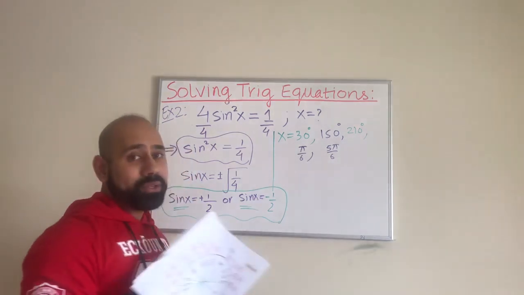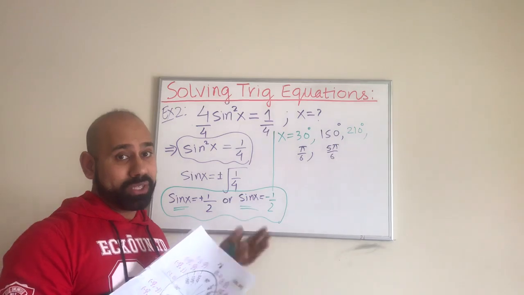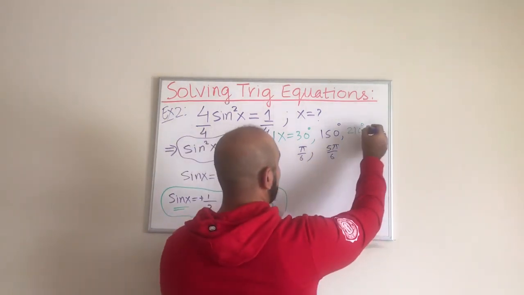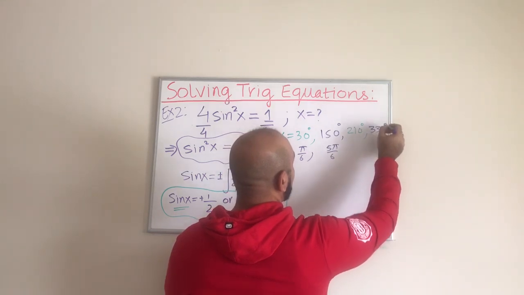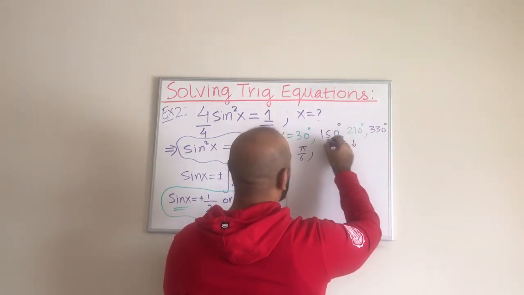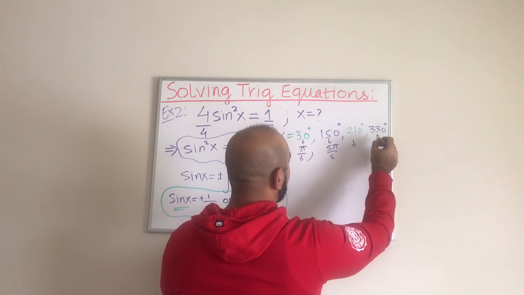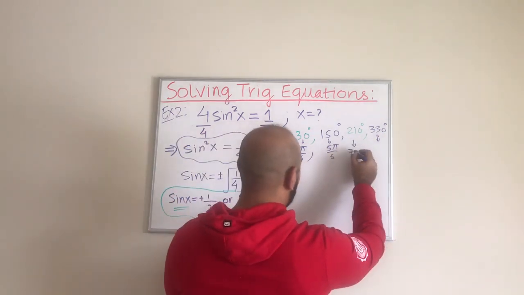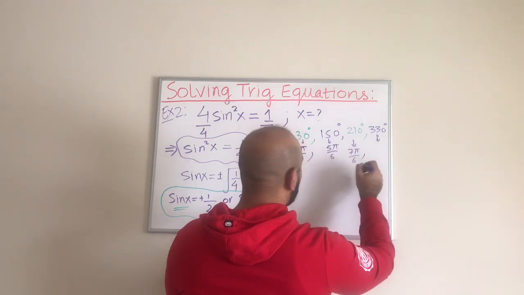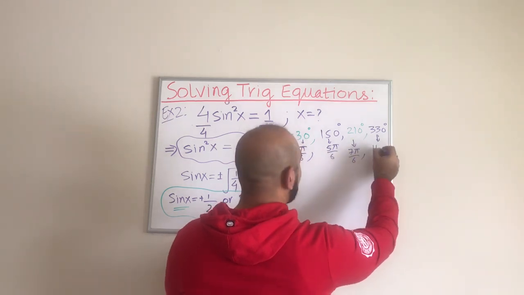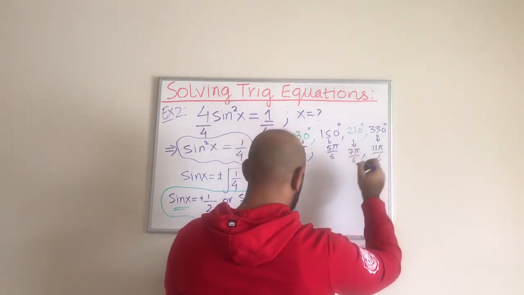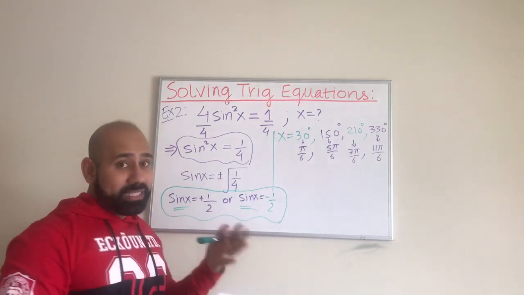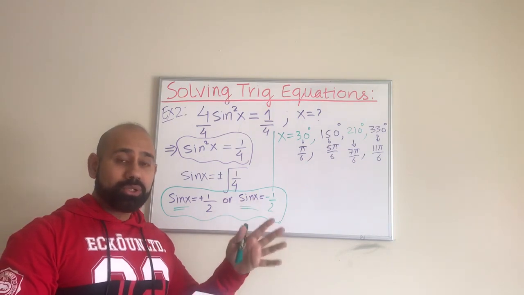So guys, you have to have a unit circle in front of you if you are working on solving trig equations. 330 degrees. And let us also write the equivalent radians for that. 210 is 7 pi over 6, and this one is 11 pi over 6. So guys, these are the four values that we can see in the unit circle from 0 to 2 pi.